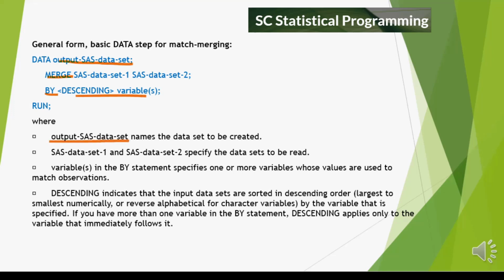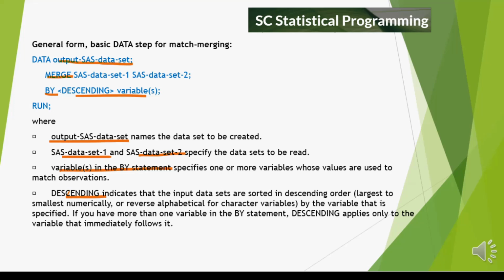The output SAS data set names the data set to be created. SAS data set 1 and SAS data set 2 specify the data sets to be read. And the variables in the BY statement specify one or more variables whose values are used to match observations. DESCENDING indicates that the input data sets are sorted in descending order. That means from largest to smallest numerically, or reverse alphabetical for character variables, by the variable that is specified.